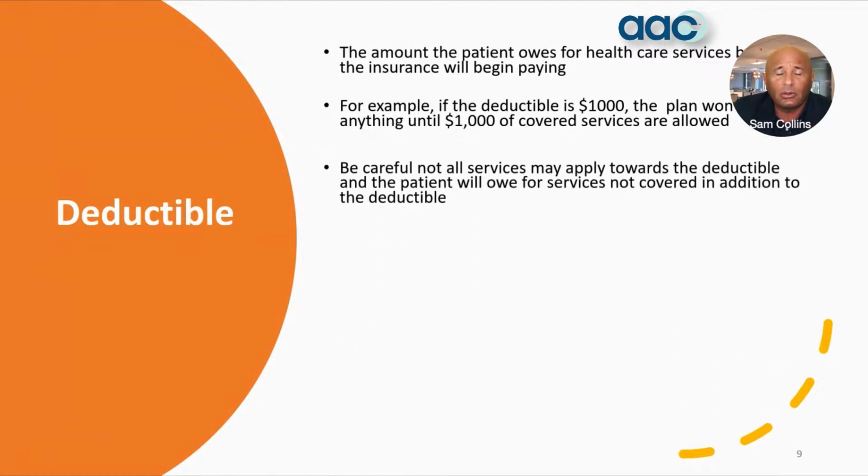Now, here's the part where it's confusing. Some services may not be included. There are going to be times you're going to bill, and your bill may be $500, but maybe the insurance only allows $200. So even though you've billed $500, $200 applies towards deductible, but there's $300 that's not covered. How much does the patient owe you? $500. So when you start billing, be careful of what you're billing.